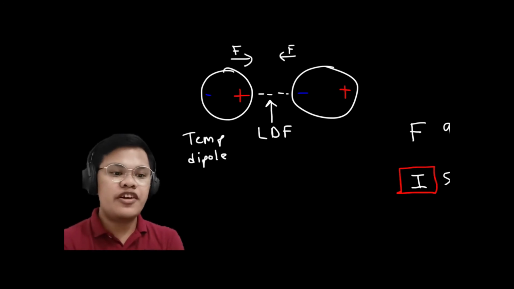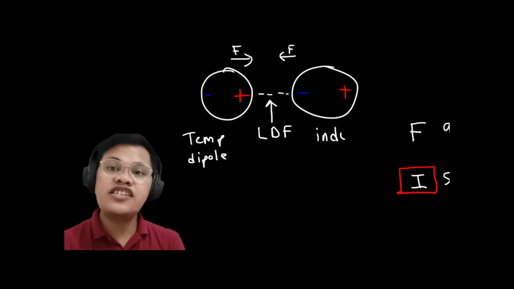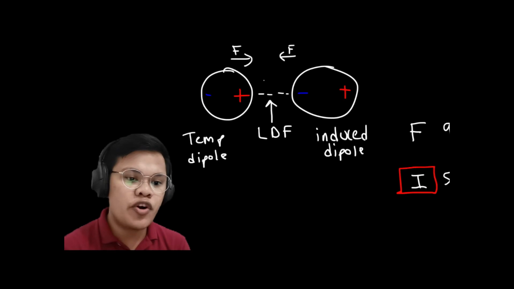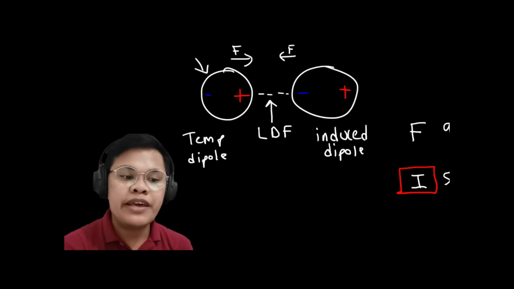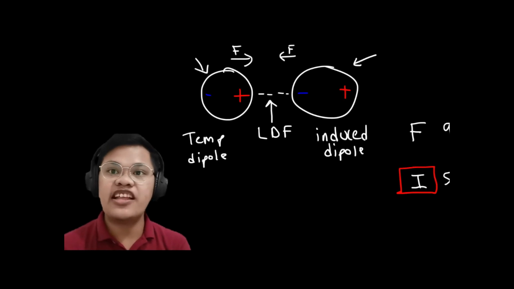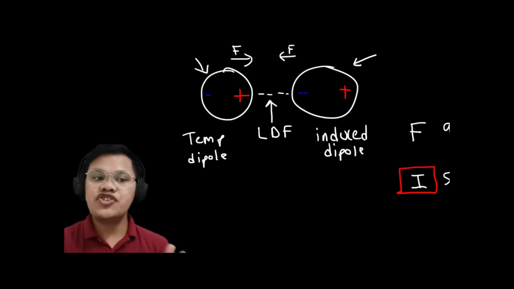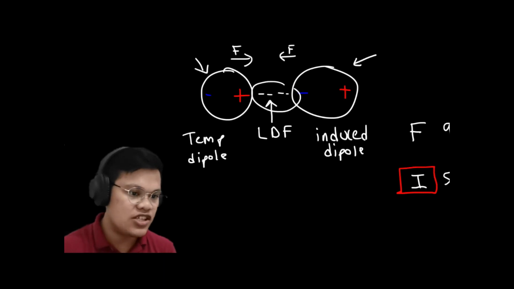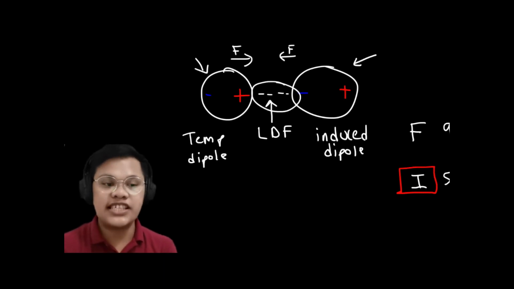Now, the dipole on the right is an induced dipole. The reason why it is called an induced dipole is because it was induced or created by the first dipole, when the electron cloud of the dipole became distorted. It is caused by an electric force for this atom to become distorted, thus creating an induced dipole. So make sure that you understand the term induced dipole. It is just a dipole that was created by something else, and it doesn't last long and it can go back into a nonpolar state.